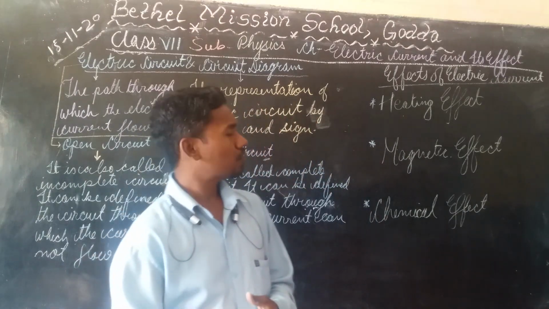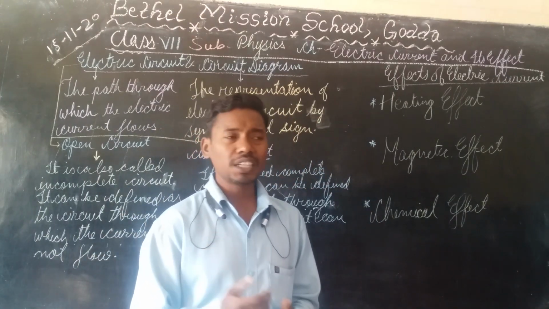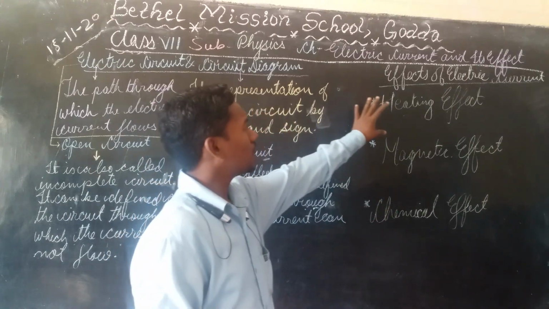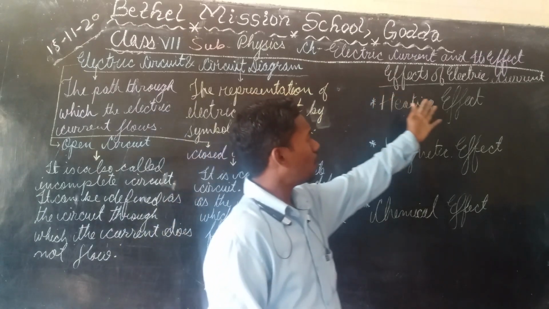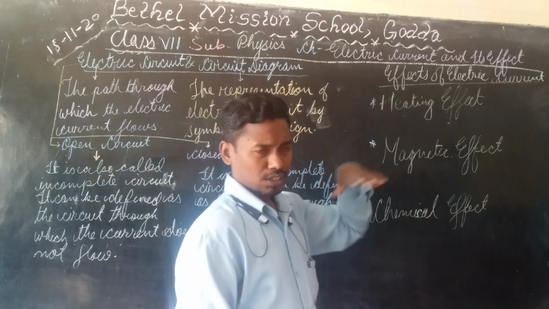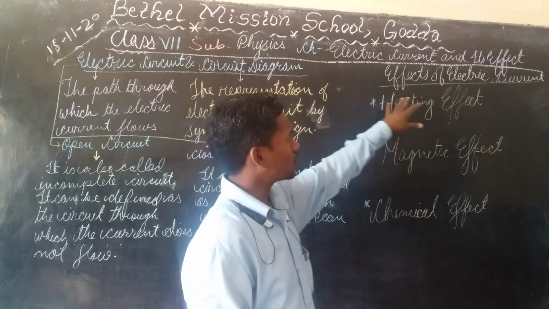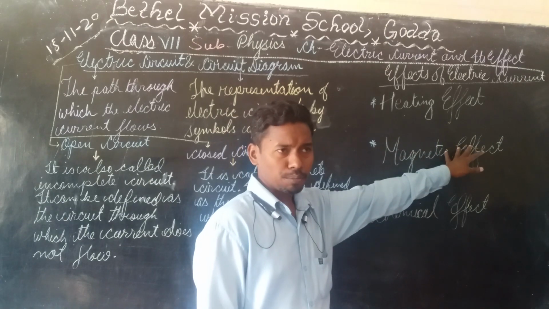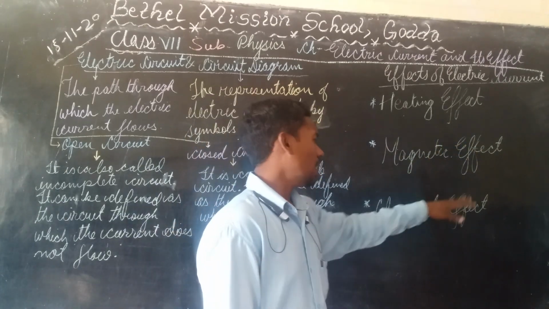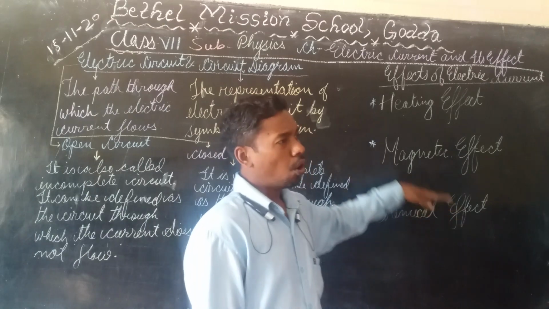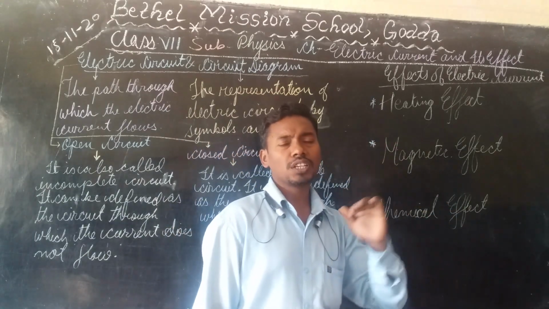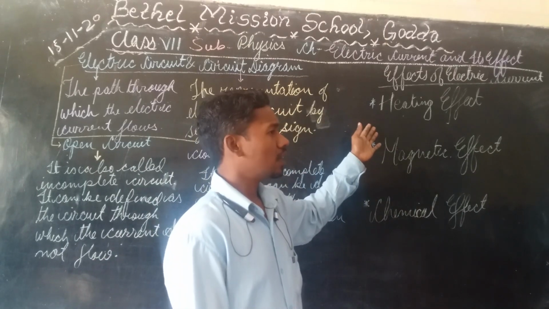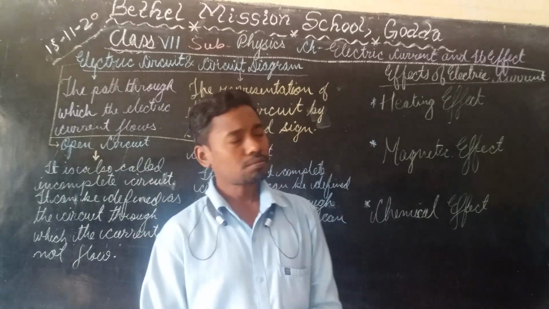We will go for some circuit diagrams, but before that, let us see the various effects of electric current. Basically this chapter is related to the various effects of electric current. So here are some of the effects: heating effect is primary, then we have magnetic effect, and then we have chemical effect. All these have various applications in our daily life. We use them quite frequently.